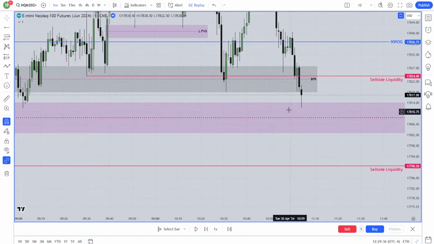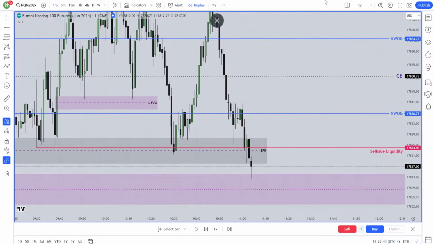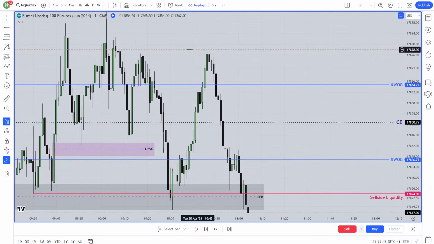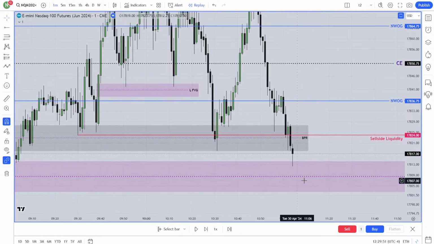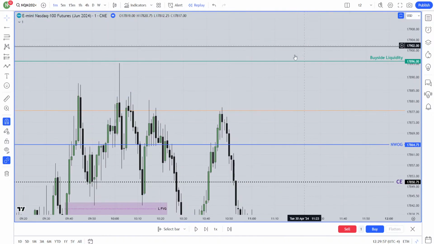Hourly fair value gap that has the power to stop the price, send it back toward that buy side liquidity. It left more buy side liquidity over there. See, this high, that high, all of these buy side liquidity are more obvious. This fair value gap can hold the price because this is from hourly chart. It can hold the price, send it for that buy side liquidity.